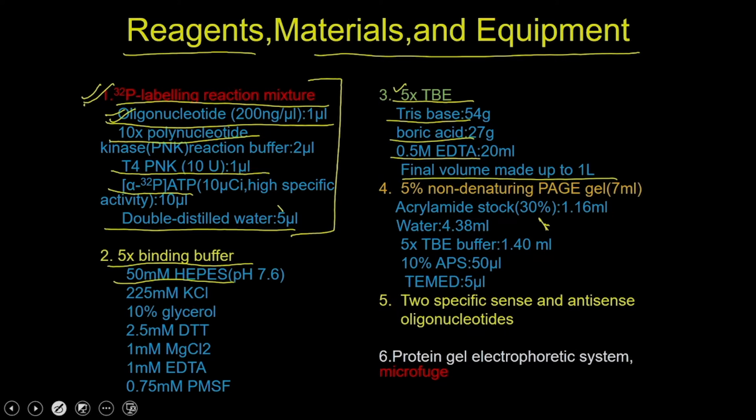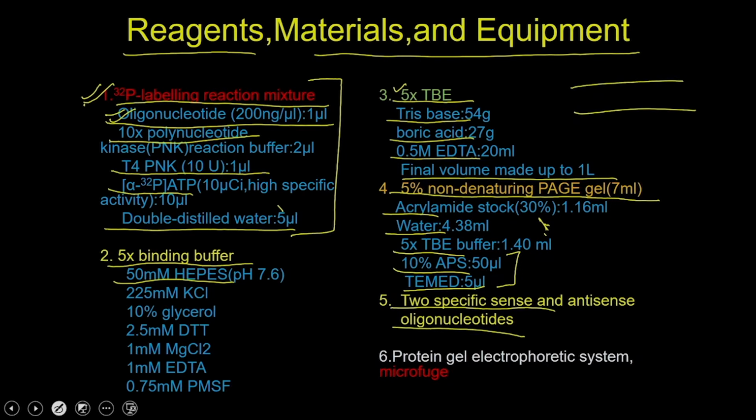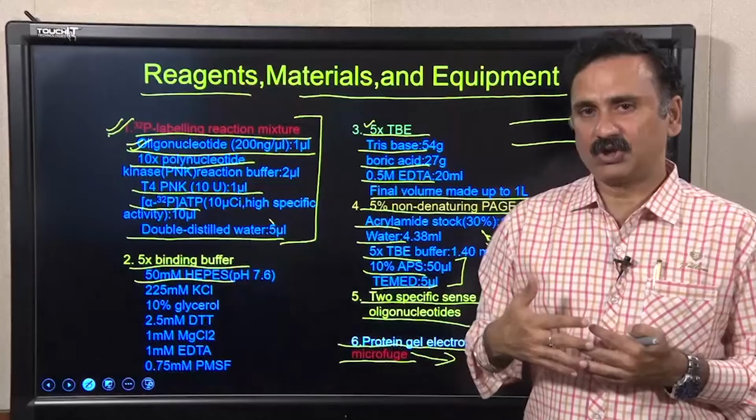And then you need to prepare the recipe for the non-denaturing PAGE gel, where you take acrylamide, water, TBE, and then APS and TEMED are added as the polymerization agents. Then you require the sense as well as the antisense oligonucleotides, so that you can design the oligonucleotides. In the instruments, you need a gel electrophoresis system as well as a microfuge. Microfuge means a small centrifuge, so that you can pellet down the reaction mixtures.